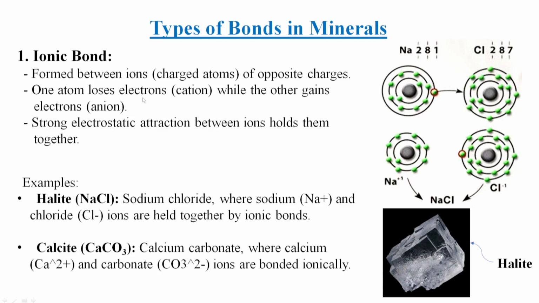So one atom loses electrons while the other gains electrons. You also have a strong electrostatic attraction between the ions that holds them together. For example, you can think of halite, like I mentioned. Also, you can think of calcite, with your calcium cation having a 2+ charge and your carbonate anion having a 2- charge. So these two get bonded very easily and form calcium carbonate. That results in the formation of a mineral, that is calcite.